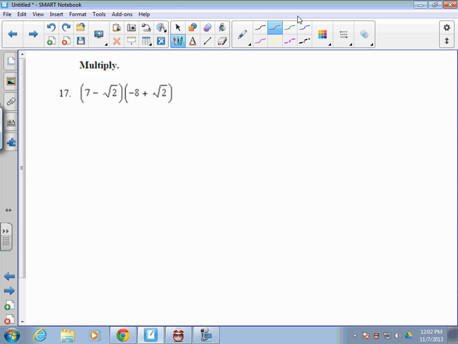FOIL method. First, 7 times negative 8 is negative 56. Outer, 7 times square root of 2 is positive 7 square root of 2. Inner, negative square root of 2 times negative 8 is positive 8 square root of 2. And then last terms, negative square root of 2 times positive square root of 2 is going to be negative, and it'll be the square root of 4, which simplifies right back to the radicand, which is 2.